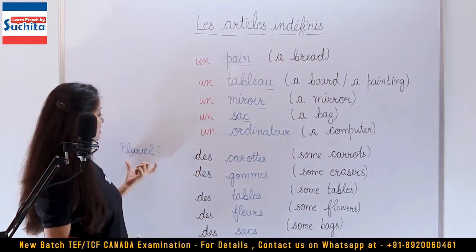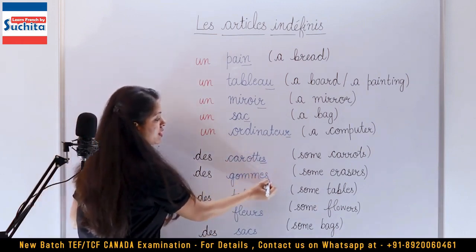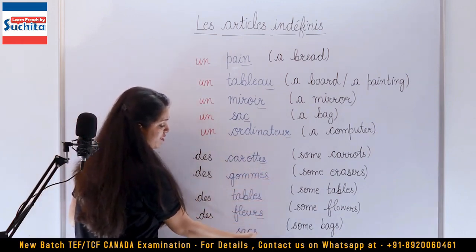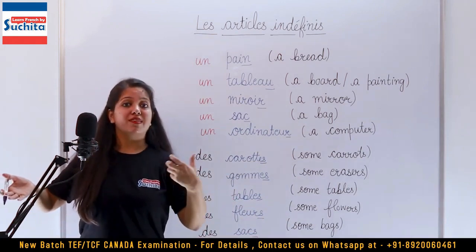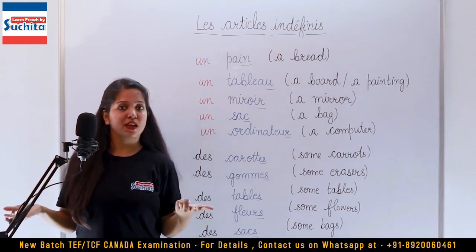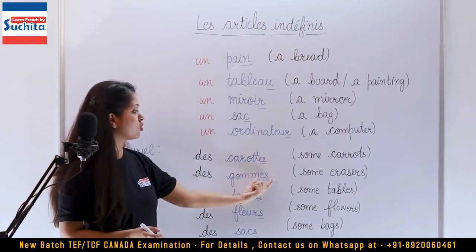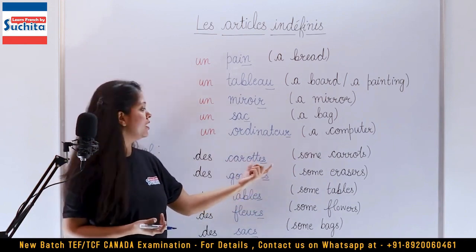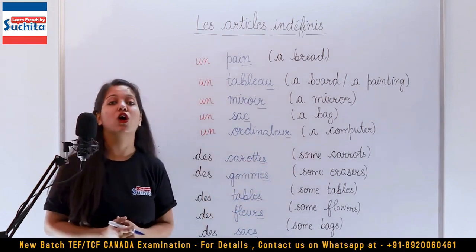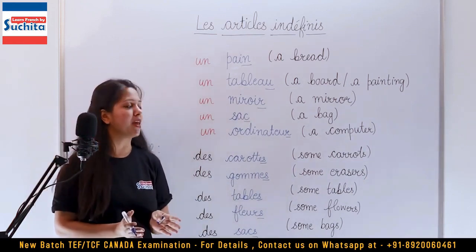Now here I've quoted certain examples which are plural. If they are plural, they end with S. Just like in English, if I say book, the plural is books. If I say pen, the plural is pens. The only difference is that in French you do not pronounce the last consonant, so you will not pronounce it as carottes. It has to be carotte. So in French the pronunciation of singular and plural is the same.